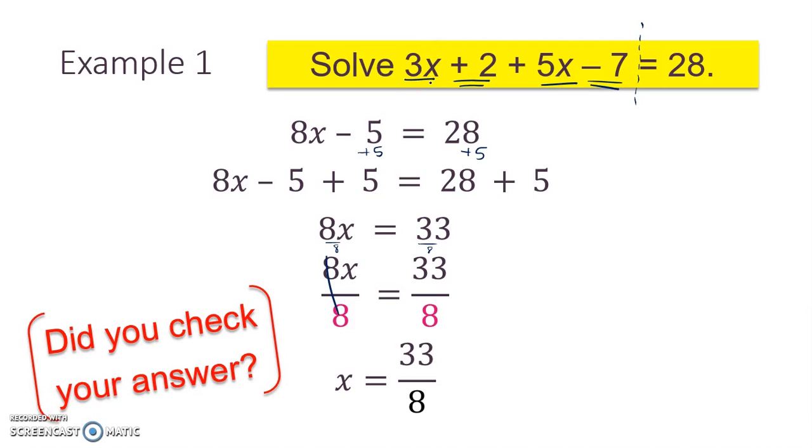3 times 33 over 8 plus 2 plus 5 times 33 over 8 minus 7 equals 28. You have to remember to use your order of operations, though. You can't just punch it in a calculator straight across like that, because it won't work out for you.